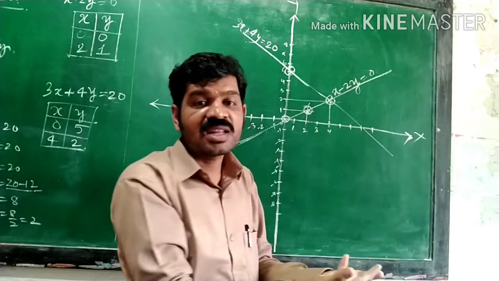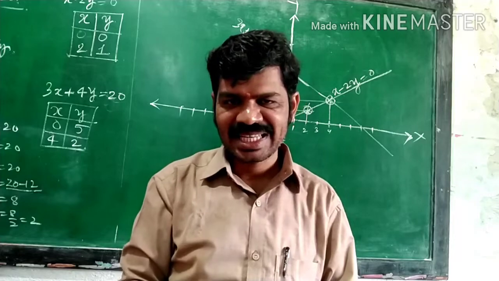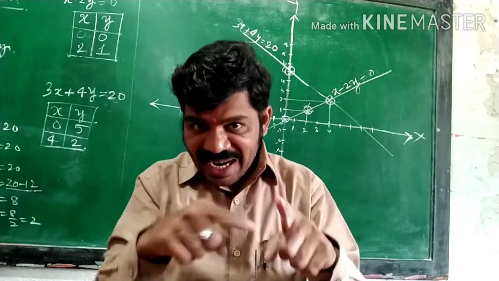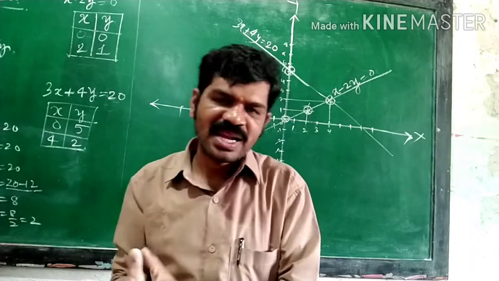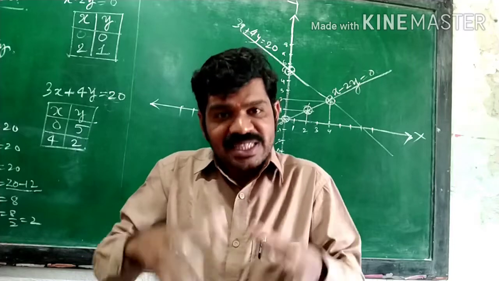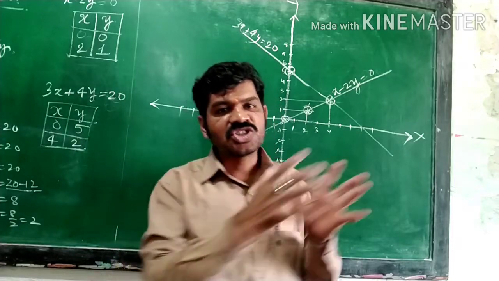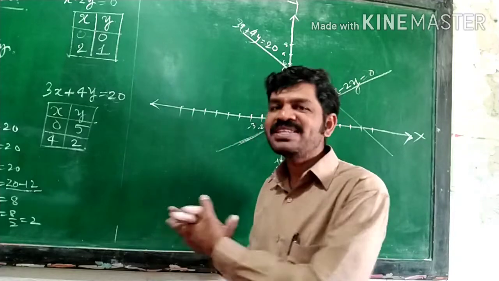We have obtained another different kind of lines, that is coincident lines. The third one: parallel lines, intersecting lines, coincident lines and parallel lines. These are the three kinds of lines. Our aim is now to draw the pair of lines by taking the equations of the lines.